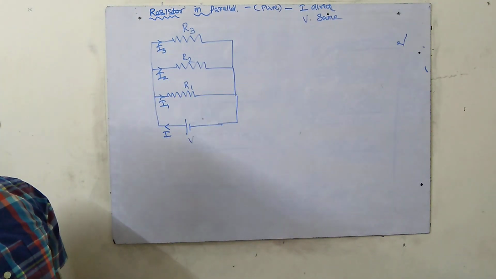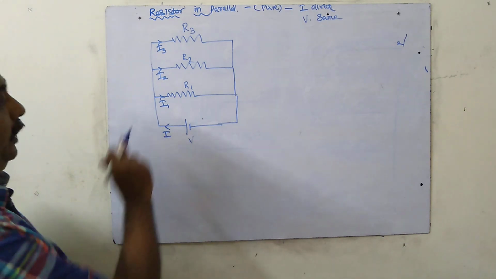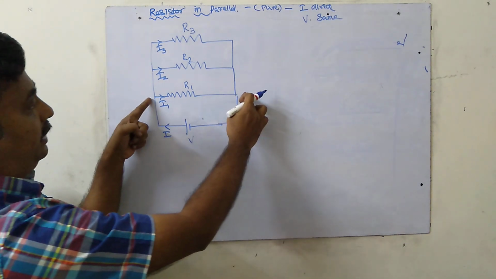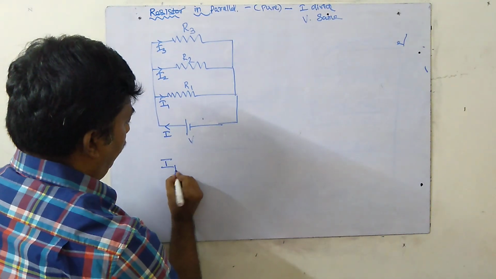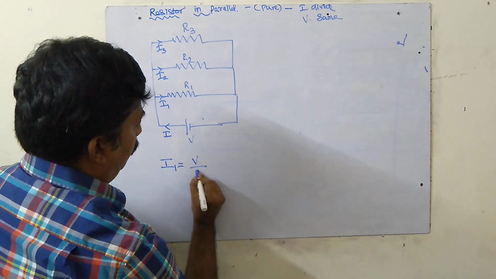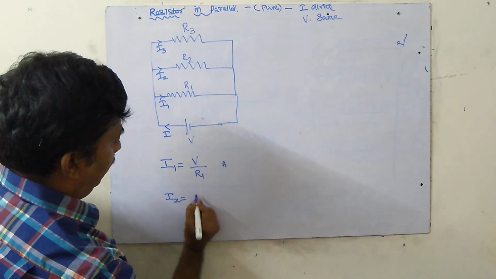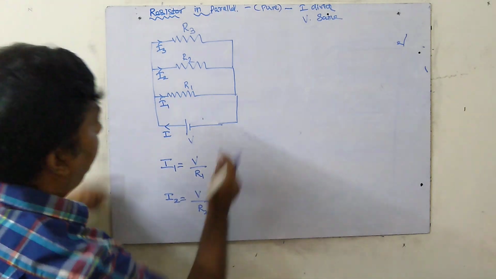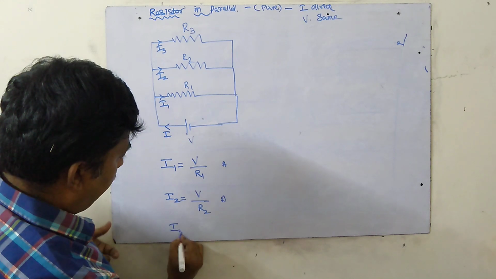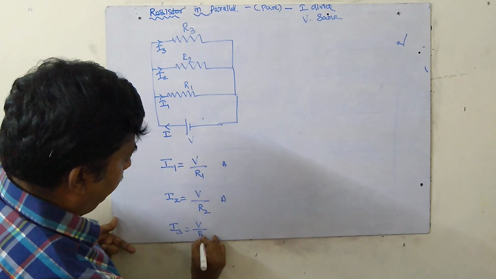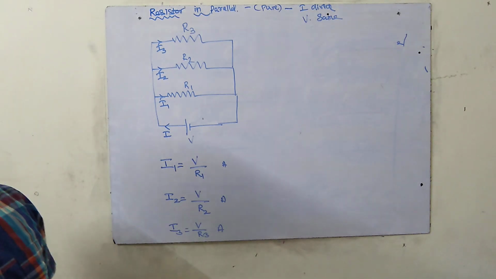Here also we can go for 2 methods to find the current. How to find I1? What is the voltage here? The voltage here is V. So the current I1 equals V divided by R1, just applying Ohm's law, in amps. Similarly, I2 equals V divided by R2, because here also the voltage is V. And I3 equals V divided by R3 amps. This is one method, if it is a pure parallel circuit.